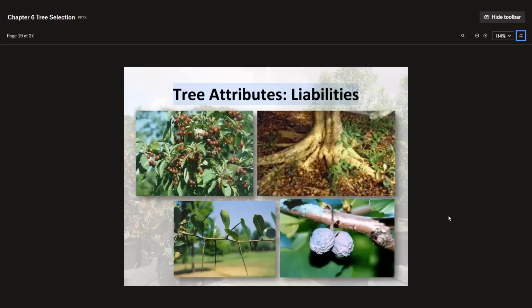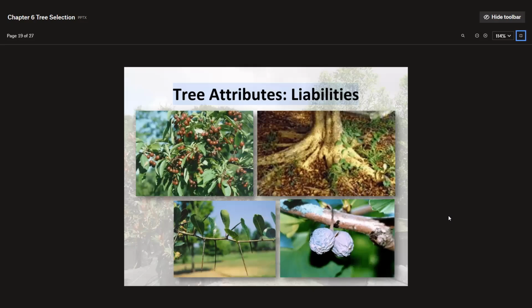Like I talked about, its attributes, well, they also have liabilities, right? Fruits that are going to fall all over people's cars or stain their clothing or whatever when they fall or hit them in the head. Is it rooting up above ground like maples tend to do? Creates a trip hazard. Might not be something you want in a playground.